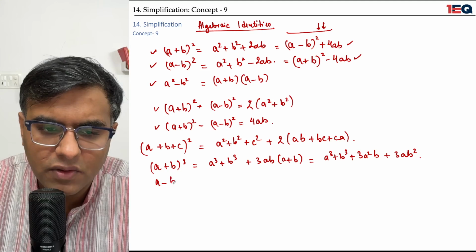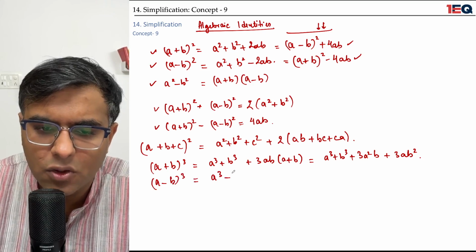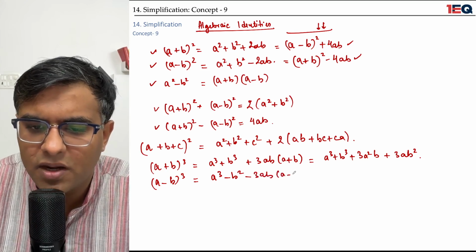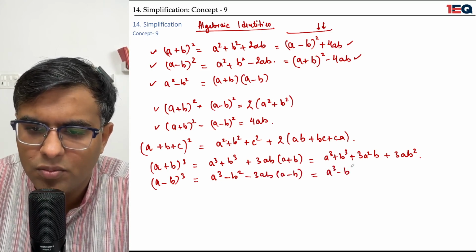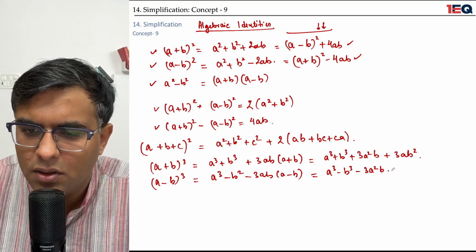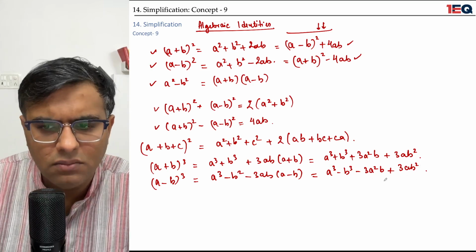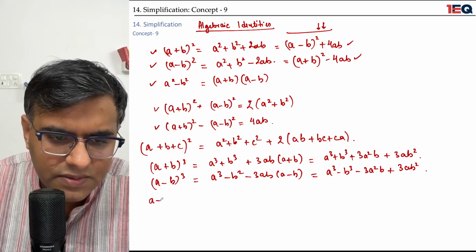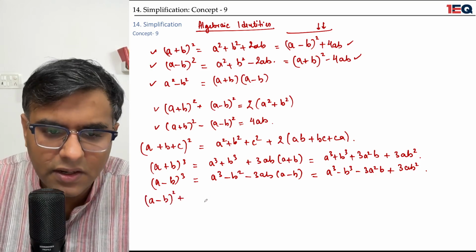Then there is an identity of (a minus b) whole cube. This (a minus b) whole cube identity stands for a cube minus b cube minus 3ab multiplied by (a minus b). When I expand it properly, I would get a cube minus b cube minus 3a square b plus 3ab square. Okay, nothing but the expanded format of the same. This identity is sometimes very useful for these examinations because it is an identity which is used very less.